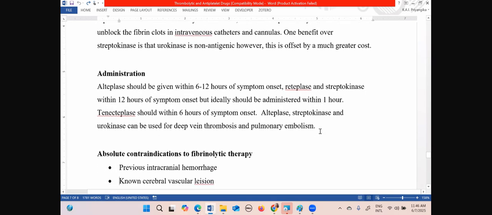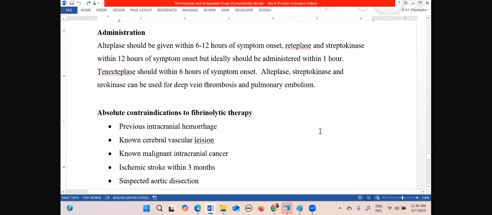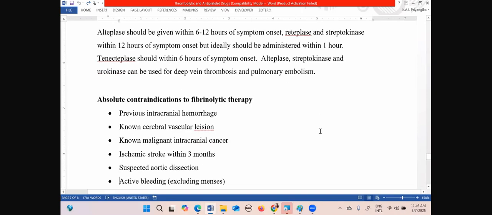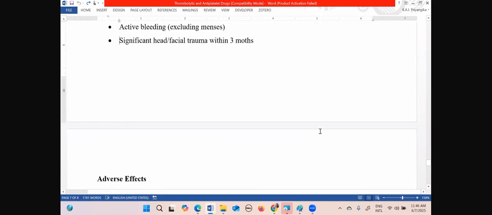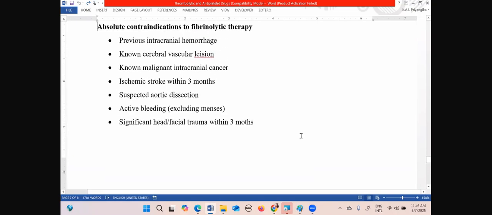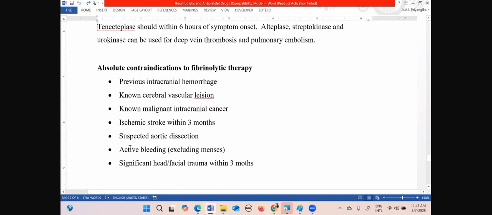Absolute contraindications to fibrinolytic therapy: previous intracranial hemorrhage, known cerebral vascular lesion, known malignant intracranial cancer, active bleeding, significant head or facial trauma within 3 months, suspected aortic dissection, and ischemic stroke within 3 months.